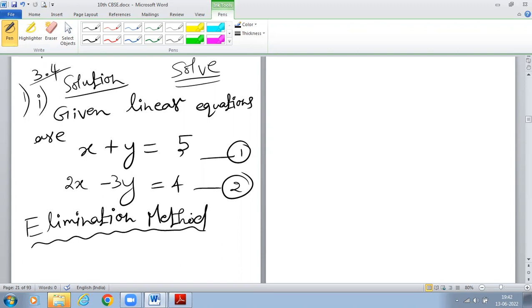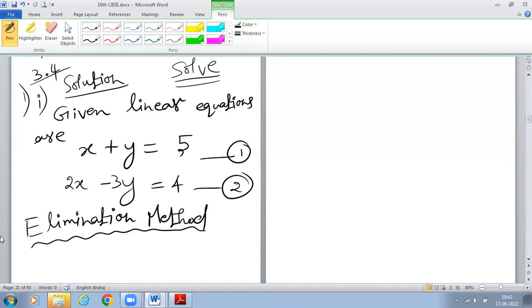It is up to us to choose which variable we have to eliminate. It is not wrong in eliminating x, or in eliminating y. Anything is okay. Some students may first eliminate y and find the value of x. Some students first eliminate x and find the value of y. But there is a method by which we can first think about which is the best to eliminate.